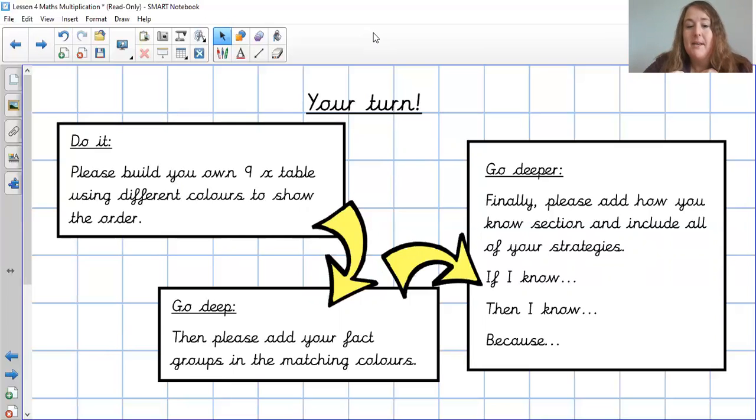Because the go deep is asking you to write out your facts. So you did 1 times 6, then 2 times 6, then 4 times 6, and then 8 times 6. And again, we did it for 6s the other day. Yours will be with 9s today. And then you'll go deeper. Please add a how you know section. So include your strategies. And this is simply that bracket around the outsides to show the word doubling.